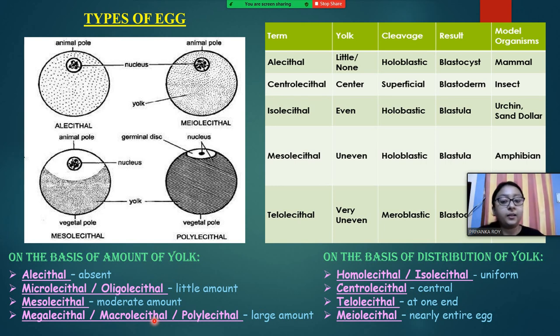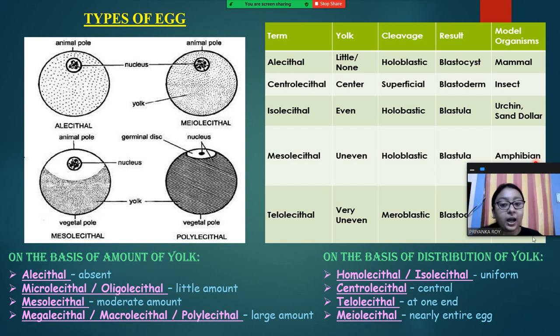Same thing, different names are given. And on the basis of distribution of yolk, if the yolk is distributed uniformly throughout the egg, this is known as homolecithal or isolecithal egg. And if it is located or concentrated only in the central part of the egg, it is known as centrolecithal. And if the yolk is concentrated entirely at one end of the egg, it is known as telolecithal. And if it is diffused entirely throughout the egg, then it is known as meiolecithal.